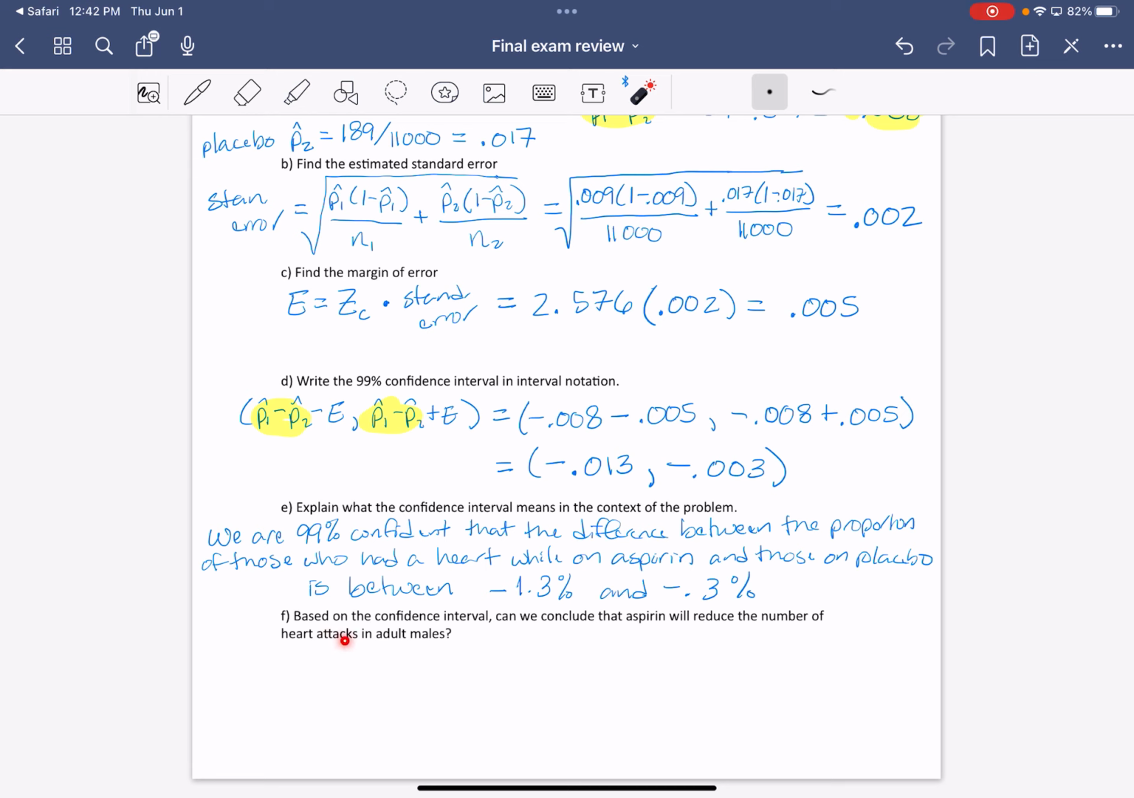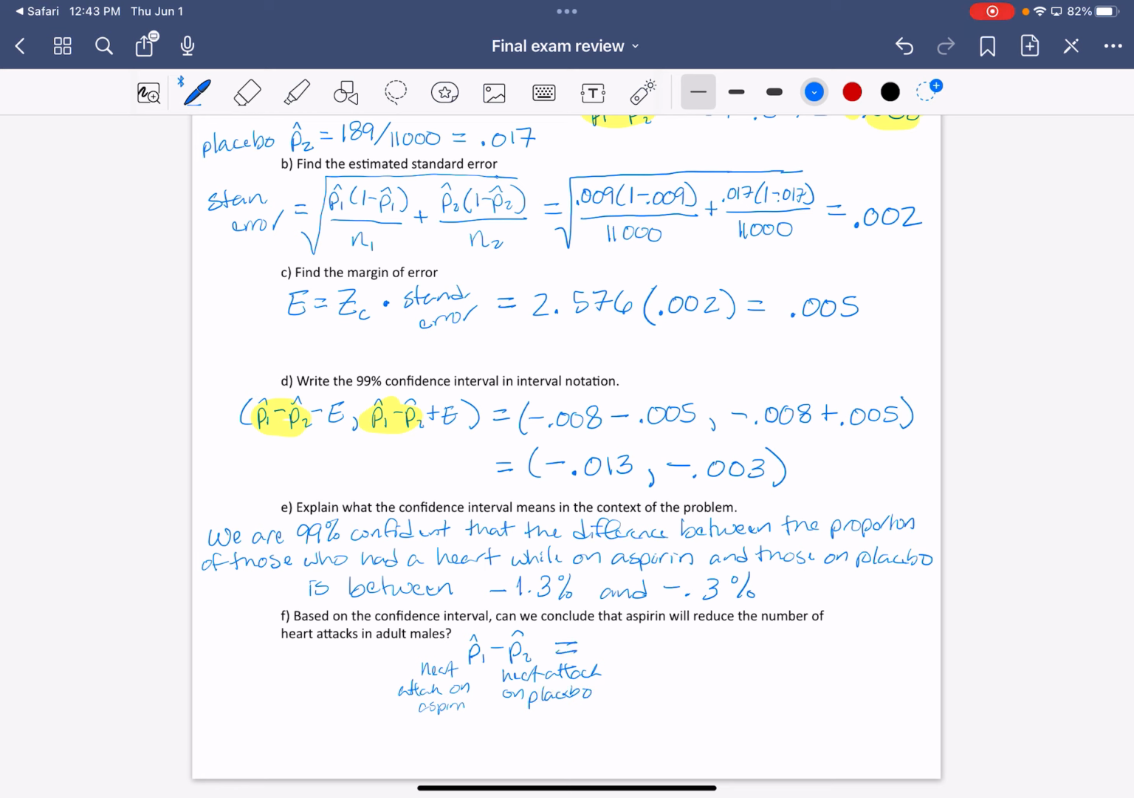So part F, based on the confidence interval, can we conclude that aspirin will reduce the number of heart attacks in male adults? And if so, why? Yes, because they're negative. So this goes back to when we did the P1 hat minus P2 hat, right? P1 hat was what? What did it represent? The aspirin, right? The heart attacks on aspirin. P2 represented the heart attack on the placebo, right?